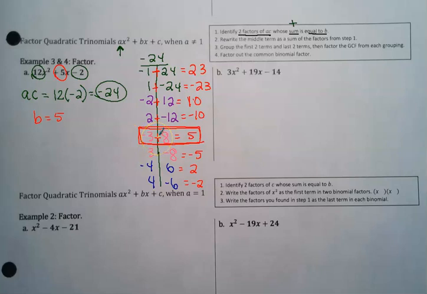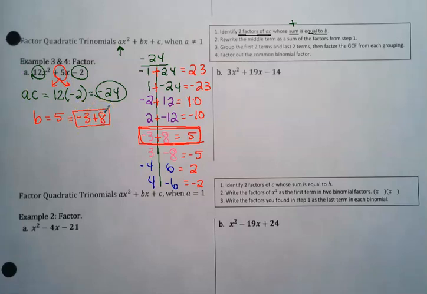Next step then is to rewrite the middle term as a sum of the factors from step 1. So we're going to take those two terms. We're going to rewrite this middle term because this is going to be -3 plus 8, right? -3 plus 8 equals 5. We want it to do that. So what we're doing is splitting this middle term into two different parts. And one part's going to be -3 and the other part is going to be 8.